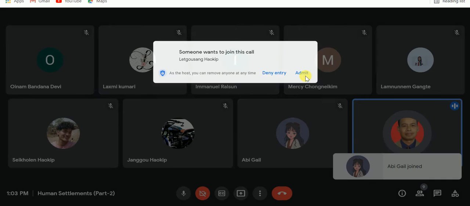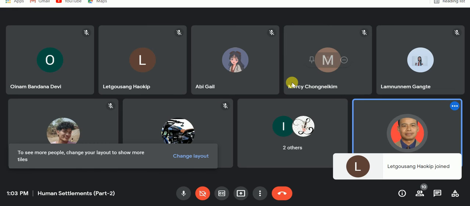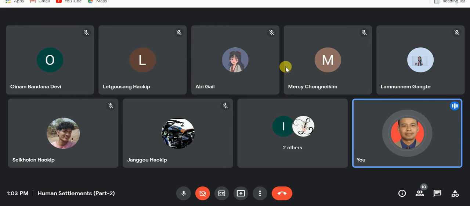Remember, we have been learning Chapter 4, Human Settlements of our NCERT textbook, India, People and Economy. Yesterday, we discussed different types of rural settlements in India. And today, we shall discuss urban settlements in India. Now, let me share my screen.